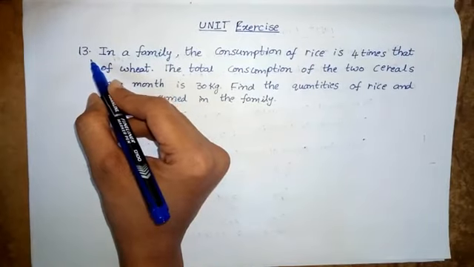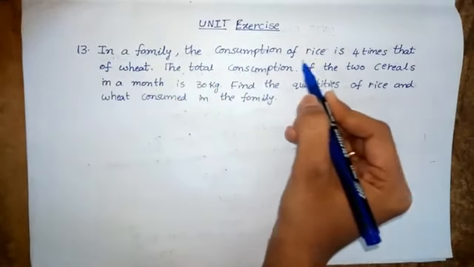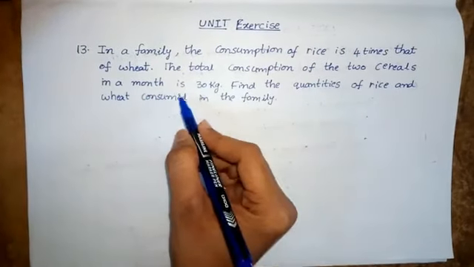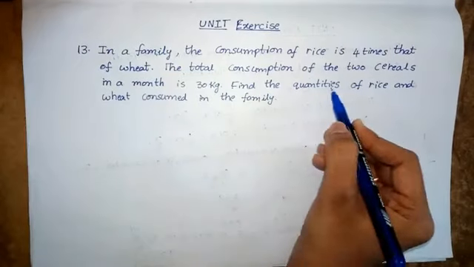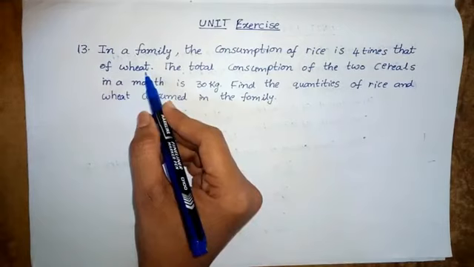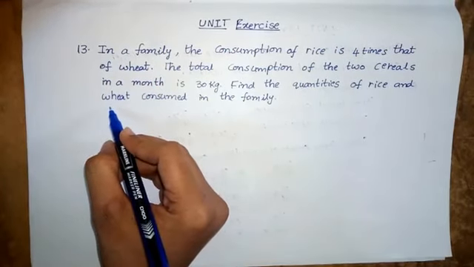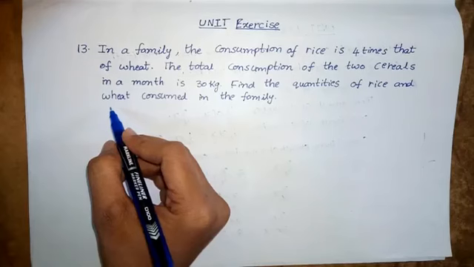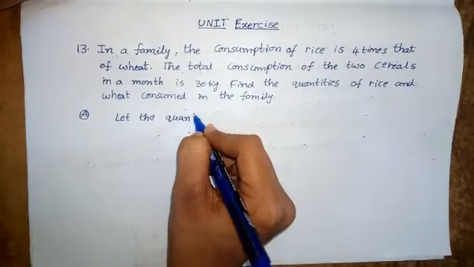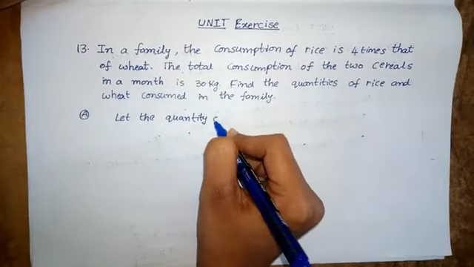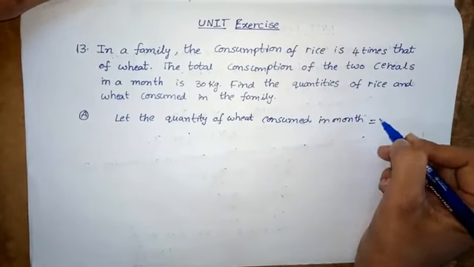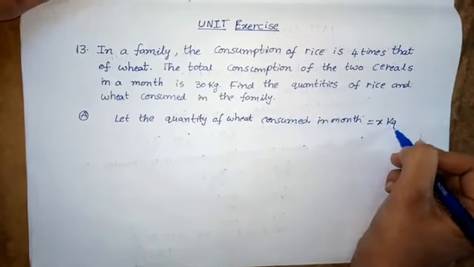Next problem, 13th. In a family, the consumption of rice is 4 times that of wheat. The total consumption of 2 cereals in a month is 30 kg. Find the quantities of rice and wheat consumed in the family. So in the problem, the consumption of rice is compared with wheat. So first consider the consumption of wheat. So let the quantity of wheat consumed in 1 month be equal to x kg.